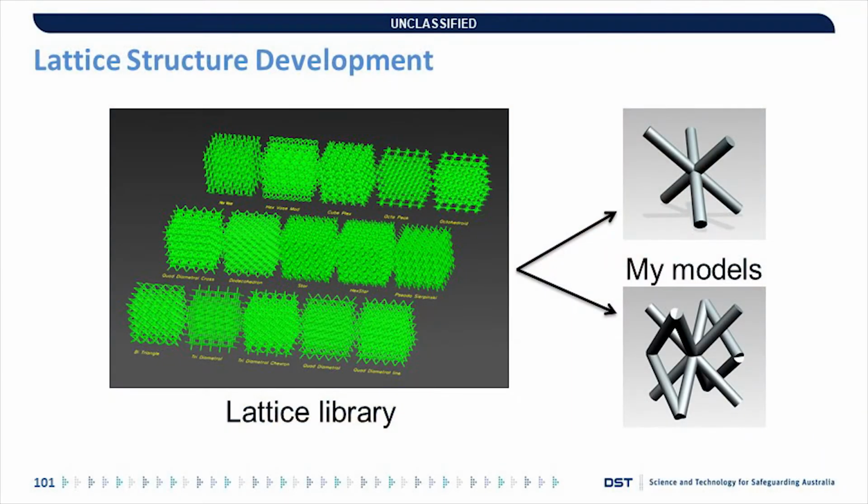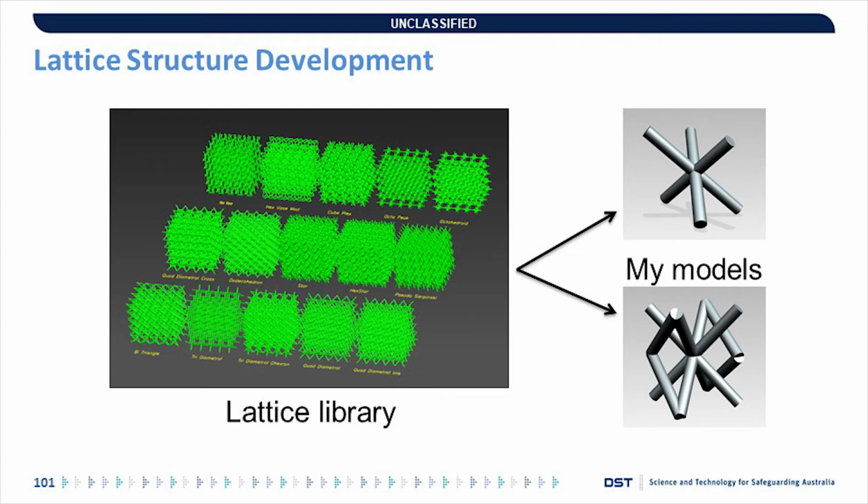Lattices were the really exciting part of this project, as there's no way of making them without 3D printing, and their huge surface area to mass ratio make them ideal for heat exchangers. I took Defence's lattice library and filtered through them until I had two designs that had the best surface area to mass ratio, as well as being easy to 3D print.